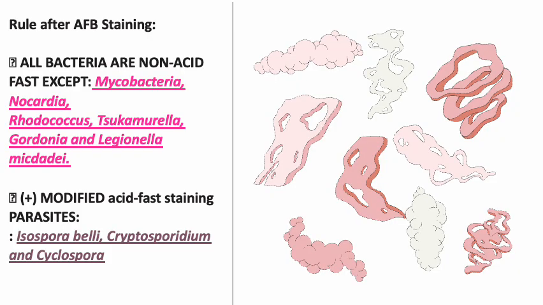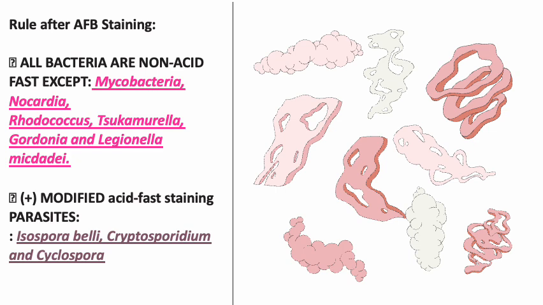Let's now discuss the general rule of the AFB staining method. Please remember, all bacteria are non-acid fast except for the following. These are the examples of acid-fast bacteria: Mycobacteria, Nocardia, Rhodococcus, Tsukamurella, Gordonia, and Legionella micdadei.